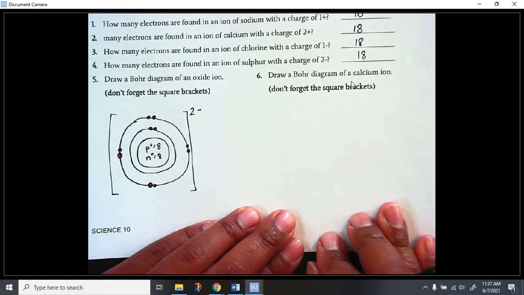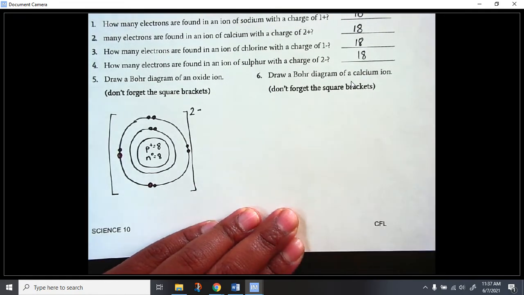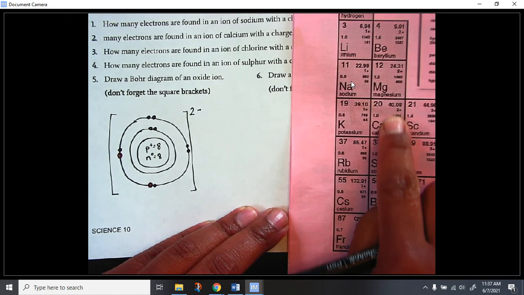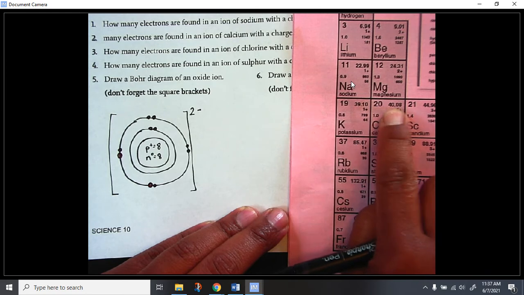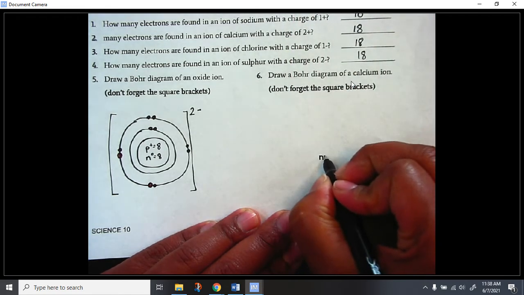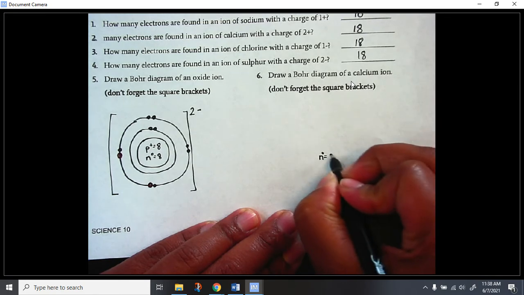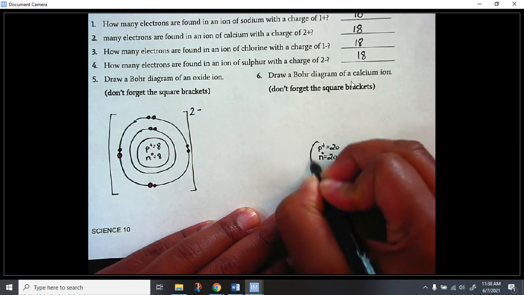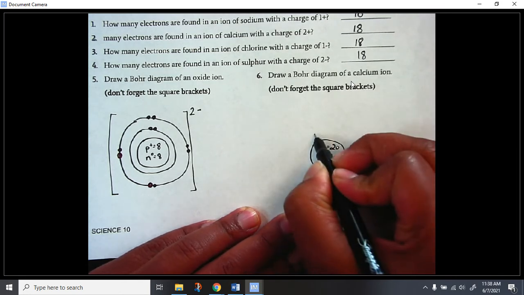A calcium ion. Okay, well, let's take my calcium. We were just looking at that for the above. Okay, so calcium, if I find its neutrons, 40 minus 20, it's 20. So its neutrons is equal to 20. Protons, it's number 20, so it's going to equal 20. Atom, ion, it doesn't matter, that's going to be the same.